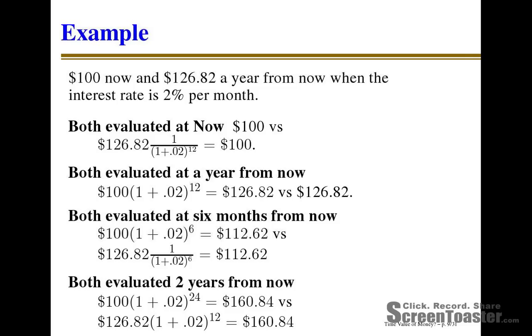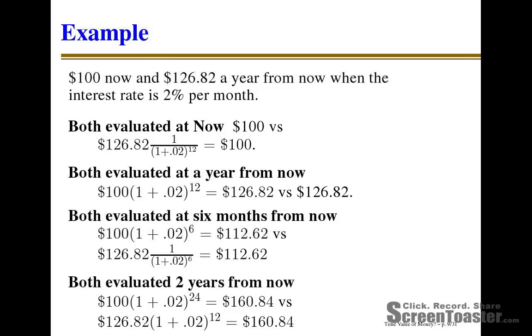You can also take that $126.82 and take it from 12 months in the future back to now. So what we're doing is dividing by 1 plus the interest rate raised to the power of 12, so we're 12 months into the future, and bring it all the way back to now. And you're going to find out that it's approximately $100. There's a little bit of rounding that goes on right there. So what we've established then is that when we are evaluating these two bits of money, one in the future, one now, they're exactly equivalent to each other.